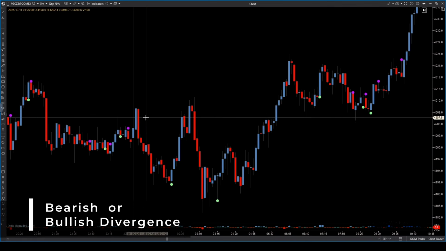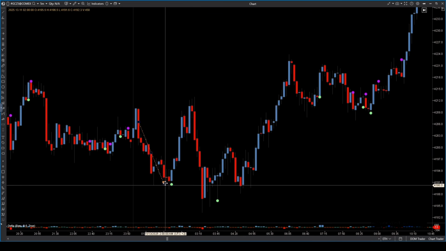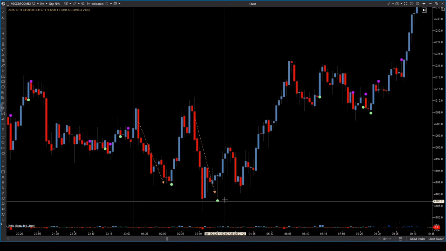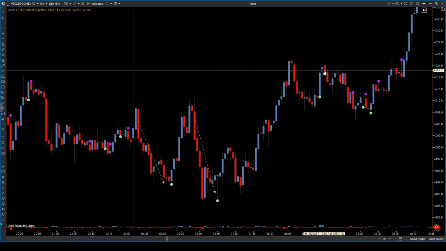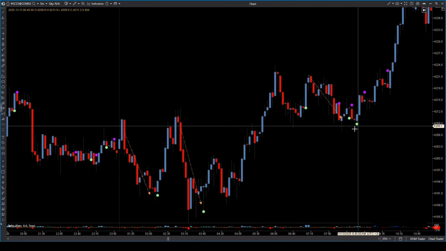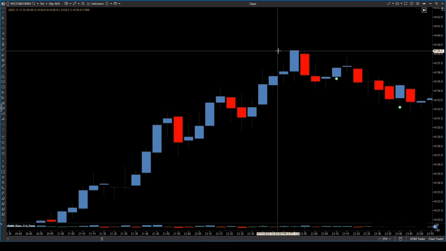Pattern 2. Bearish divergence or bullish divergence. The price is rising, but a red dot has appeared above a bullish candle. Sellers are attacking during the rise. A reversal downward is possible. Or the price is falling, but there's a green dot below a bearish candle. Buyers are defending the level. A rebound is being prepared.